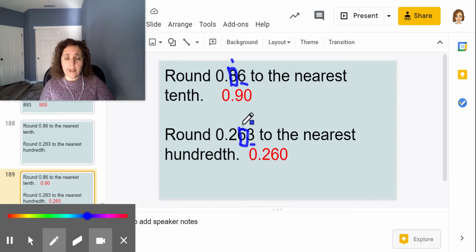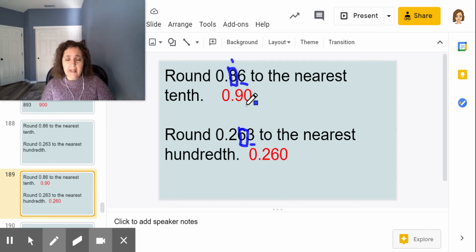Okay, so hopefully you got 9/10 for the 86 hundredths. Nearest tenth, the 8 is in the tenth spot. I look at the 6. The 6 tells me to round up, add 1 more. It becomes a 9. And remember, it doesn't matter if you put that 0 or you don't put that 0. You can add as many zeros as you want at the end.